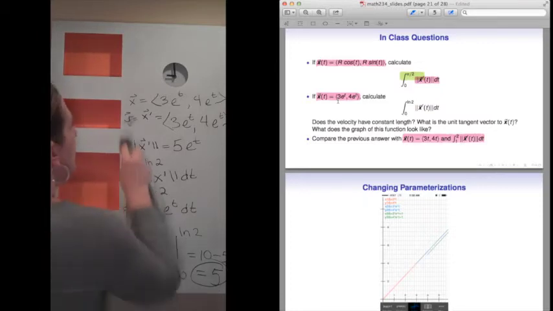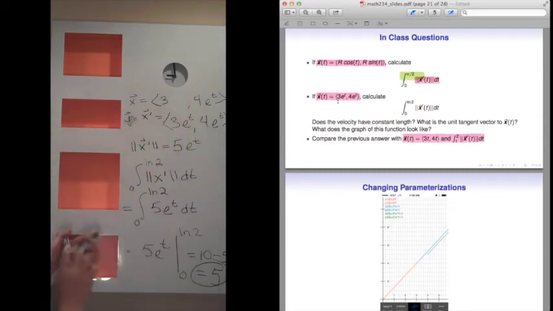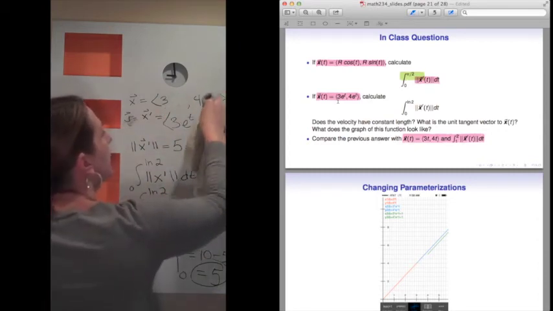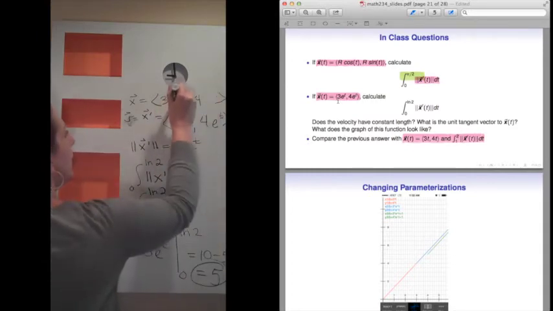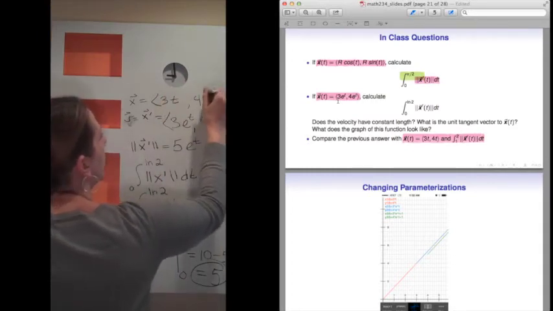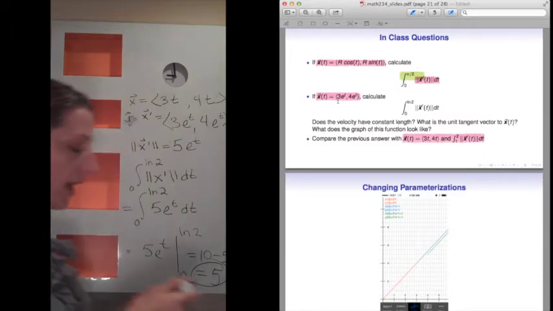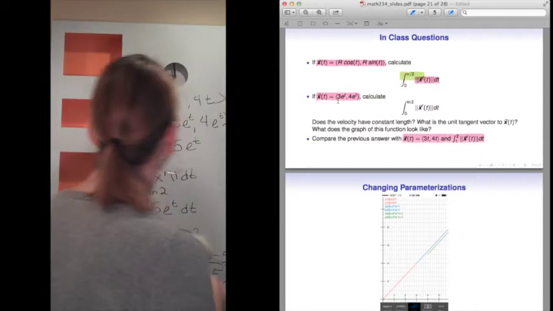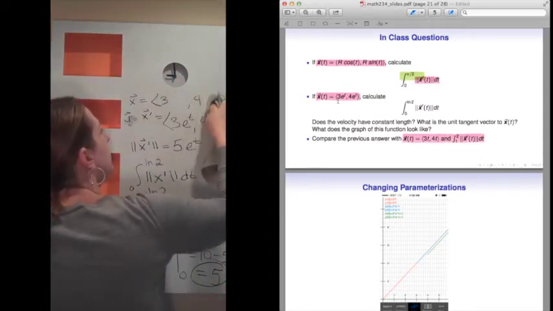And what I want you to notice is that here, my new function, I'm going to erase the e to the t's. I'm going to put in t's instead. And I'm going to put them in a different color so you can see exactly what it is that I'm changing from one problem to the next.